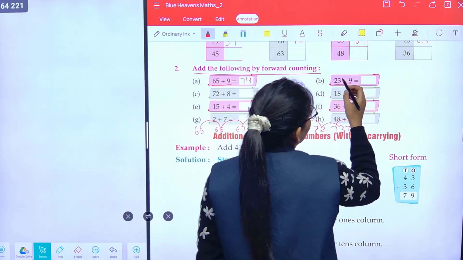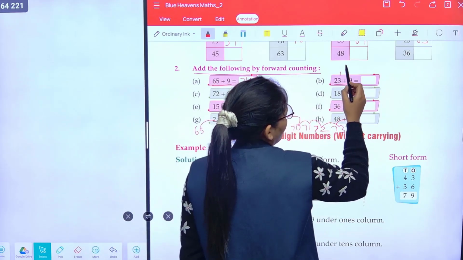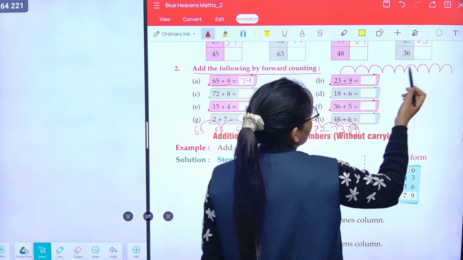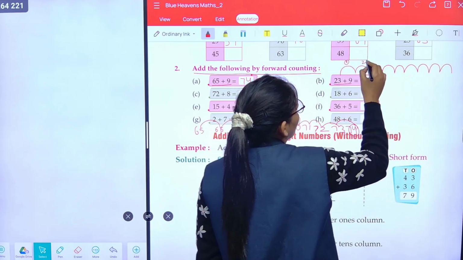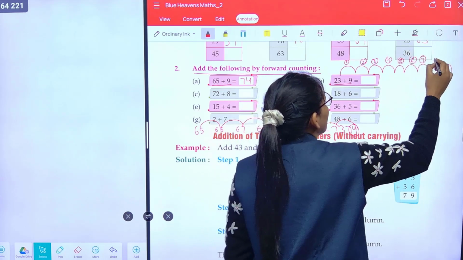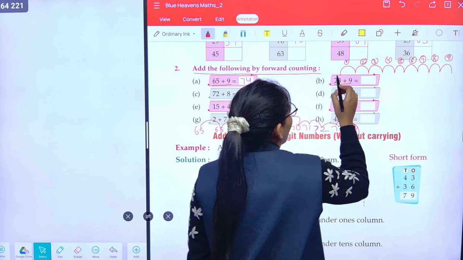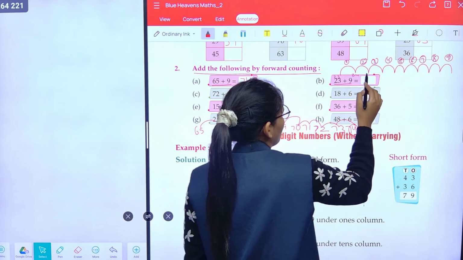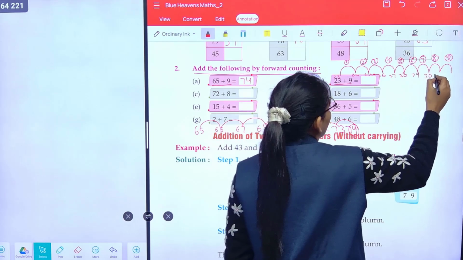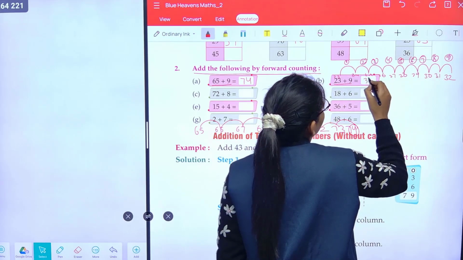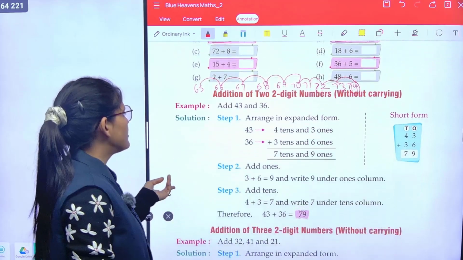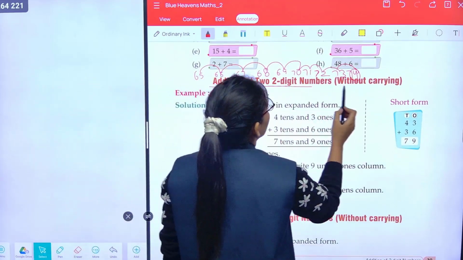Now 23 plus 9. So 23, 24, 25, 26, 27, 28, 29, 30, 31, 32. So how many steps? 1, 2, 3, 4, 5, 6, 7, 8, 9. Okay. 23, 24, 25, 26, 27, 28, 29, 30, 31 and 32. So here will come 32. Understand class? Rest of the parts, do yourself. Now class, addition of two digit numbers without carry.